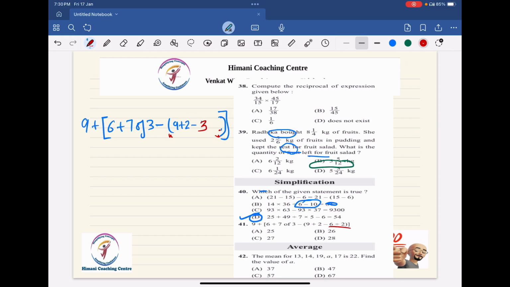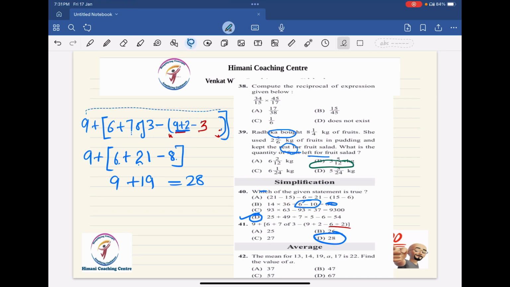So we have done this operation. Now 9 plus 2 is 11. 11 minus 3 is 8. And there is a minus outside. So now if we write, it would be 9 plus 6 plus now 7 of 3 means 7 into 3. So you can do 21 minus 8 which we got from here. 9 plus 2 is 11 minus 3. Now see you can do this. 21 minus 8 is 13. 13 plus 6 is 19. So 9 plus 19 and that is 28. Okay, so that is our answer.